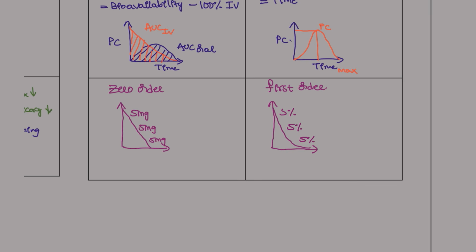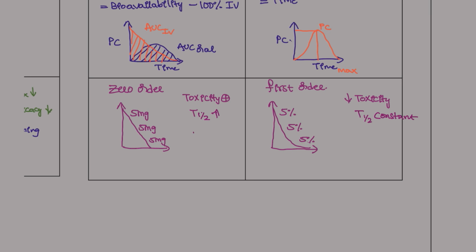So what is the difference between zero order and first order? Zero order is associated with more toxicity, and here this will be less toxicity. That is the main difference between zero order and first order, because here the half-life will be increased. Here the half-life is constant. Nothing is going to be changed, right?